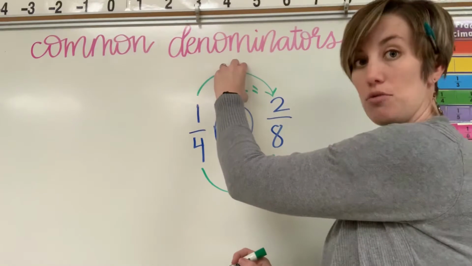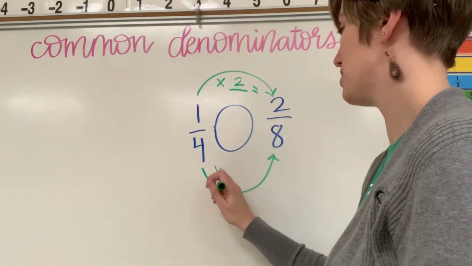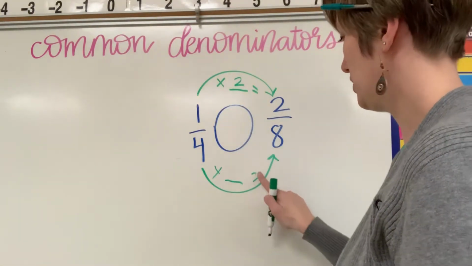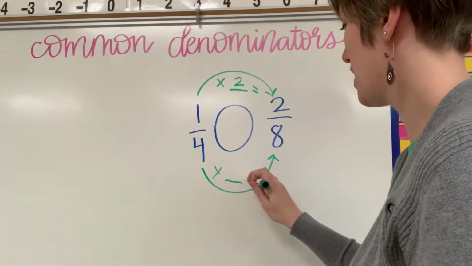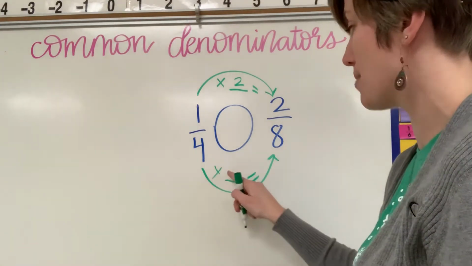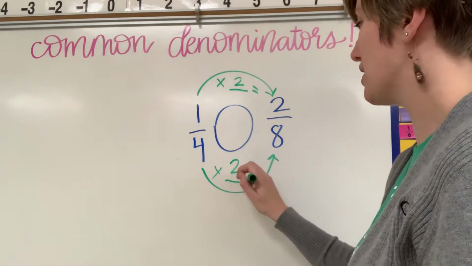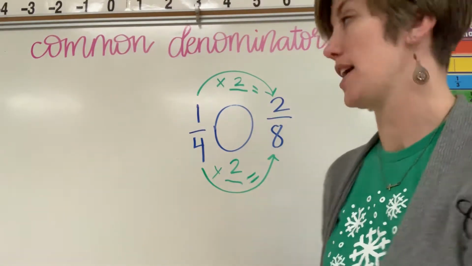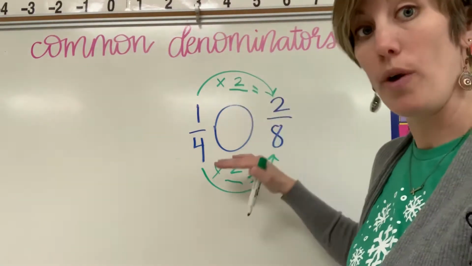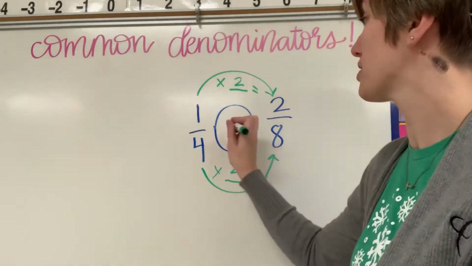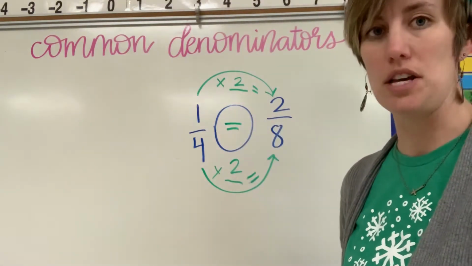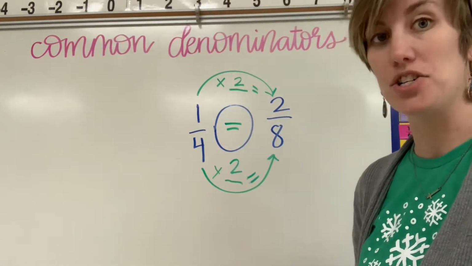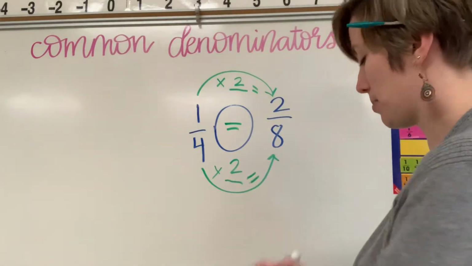Now we've done a 2 up here, so we have to be able to do a 2 down here. Ooh, that's ugly, isn't it? 4 times something equals 8. 4 times 2 also equals 8. What we've done to the bottom, we also did to the top, and it worked. That means that these things are equal. We have equivalent fractions because we've multiplied them.